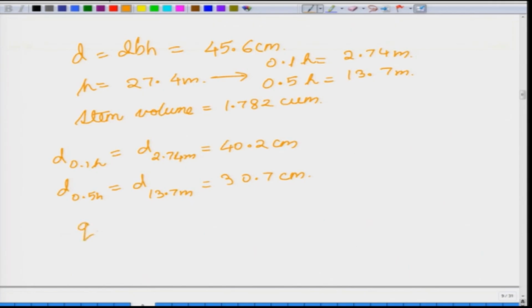Now, you have the false form quotient, q 0.5 h, given by d 0.5 h divided by d, which is equal to 30.7 centimeters divided by d, which is 45.6 centimeters, and is equal to 0.673. So, this is the false form quotient.